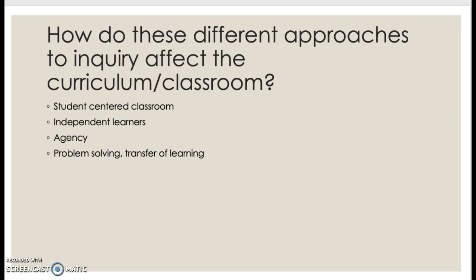Agency, that's another thing that I'm working on with my project for Dewsbury's class too, is how do I create students who want to learn and take a participatory role in their learning? And then also the problem solving and transfer of learning. A lot of my kids say that they're here so that they can get a good job when they grow up, or they're here because their parents say so.